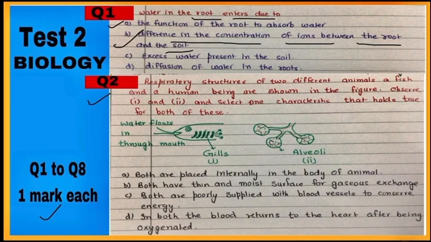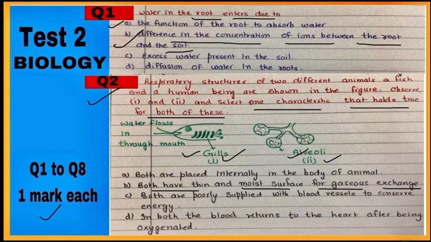Question 2. Respiratory structures of fish and human beings are shown in figures 1 and 2. Observe them and select one characteristic that holds true for both of these. In fishes, gills, and in humans, alveoli are shown in figures 1 and 2, which help in gas exchange. The common feature in both is that both have a thin and moist surface for gaseous exchange. So B is the correct answer.